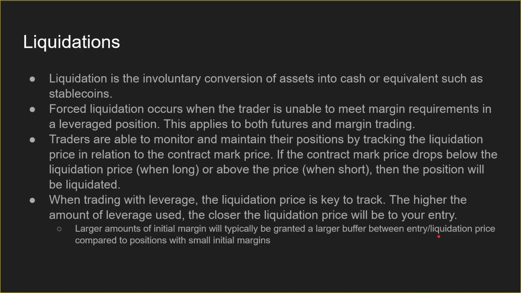Now, if you were to use more initial capital, initial margin, so let's say instead of you just using $10,000 of your own money, maybe you want to trade with 20,000, right? You'll be given a larger buffer between your entry and liquidation price. So that means since you're going long, you'll have the ability to set a lower liquidation price. Maybe your liquidation price at that point would be $9,000, which gives you a bigger buffer between your $10,000 entry and your $9,000 liquidation price.